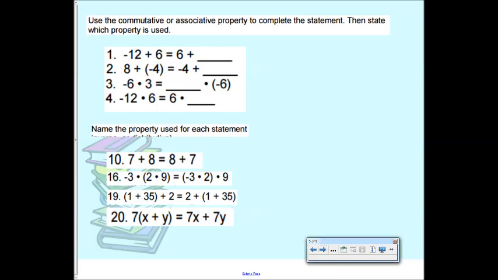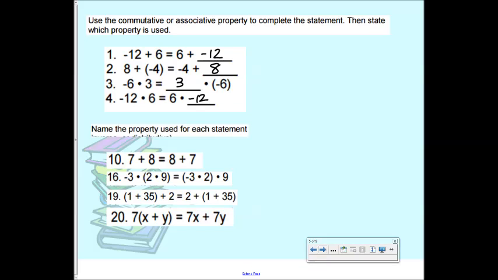Okay, we're actually just going to do these together. So you guys aren't going to go to your boards to do this because last time I did, it was too easy and it just is too quick. So if I want to use the commutative or associative property here to complete this statement, let's go ahead and do that. So negative 12 plus 6 would be equal to 6 plus, all right, what property is that? Good, these are actually all commutative. What would I do to fill in the blank here? 8 plus negative 4 is equal to negative 4 plus 8. Negative 6 times 3 is equal to, and negative 12 times 6 is equal to 6 times negative 12. Good. All of those were the commutative property.